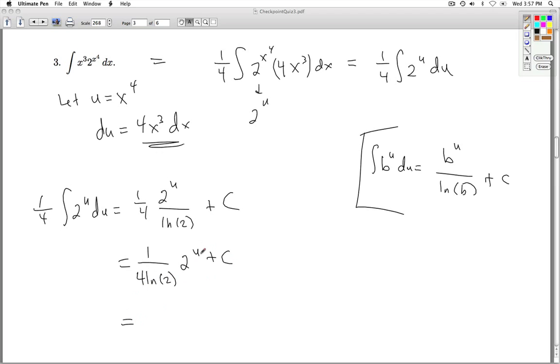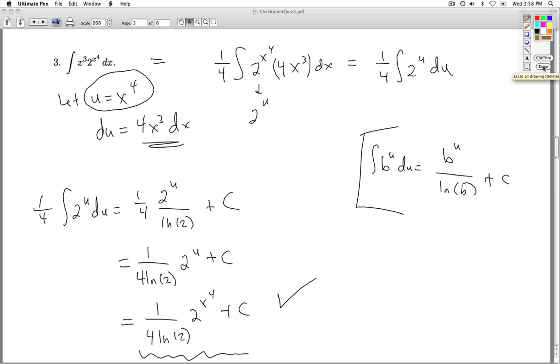You've solved it for you, now you got to solve it for me. I want the x's back in. So I get 1 over 4 natural log of 2 times 2 to the x to the 4th power plus c. The ultimate check is take the derivative.